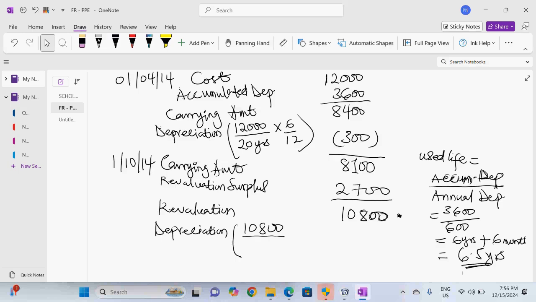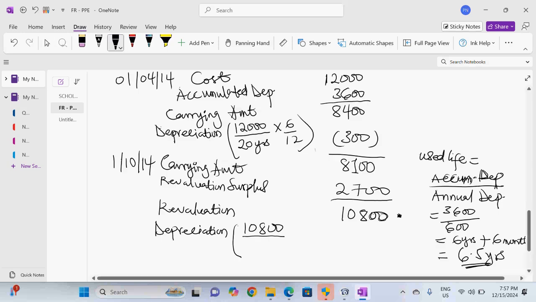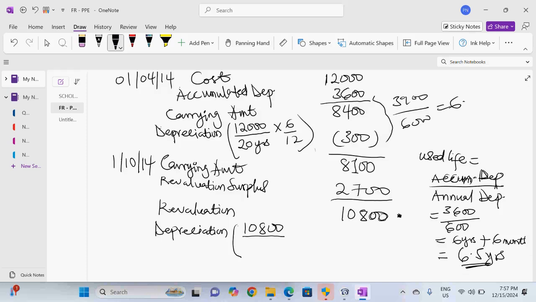So that is also correct. That is 6.5. Because this is depreciation, you add this 300 to that, getting 3,900. Then you divide it by the annual depreciation, and that is giving you straight up 6.5 years. That is also correct. I think that one is much faster.